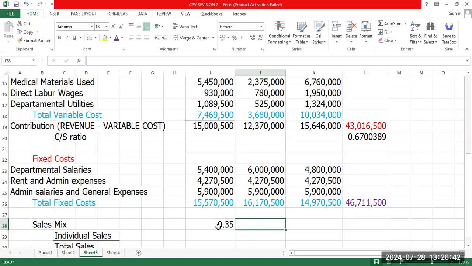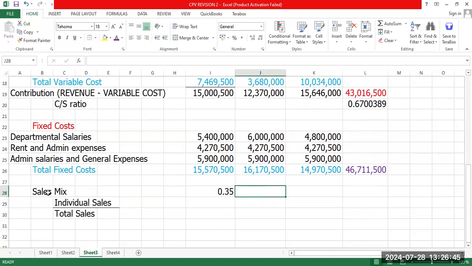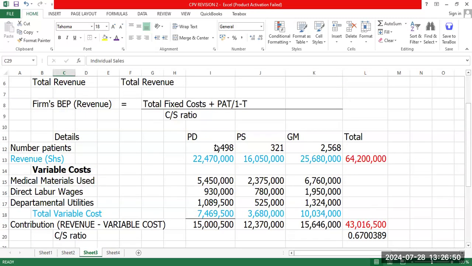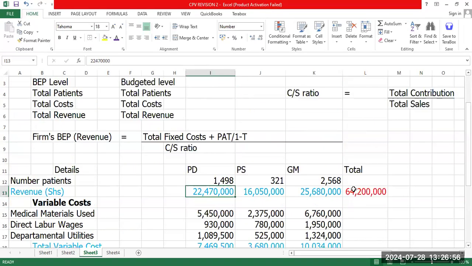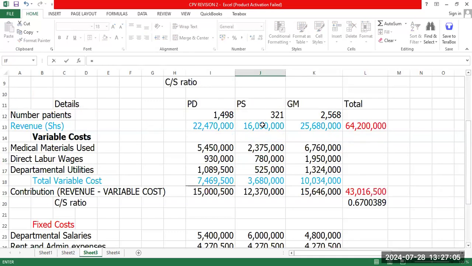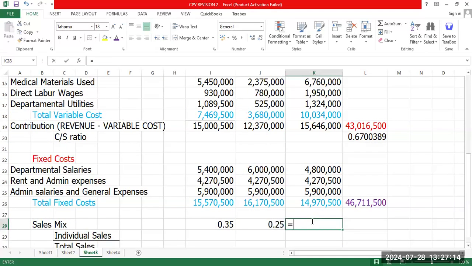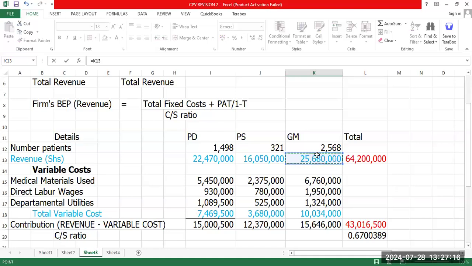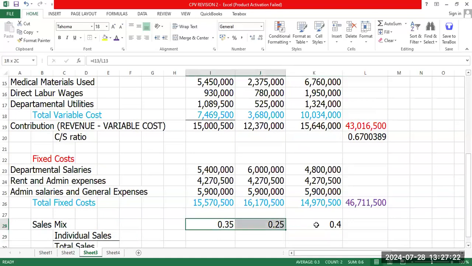So are you okay on how we are getting sales mix? Individual sales is the same as revenue. So we are getting the revenue for PD, which is this one. We divide by the total revenue, which is this one. You'll be in a position to get 0.35. You do the same for another department, the revenue for PS divided by total revenue. Do the same for this to get this amount divided by this. So that is your sales mix.